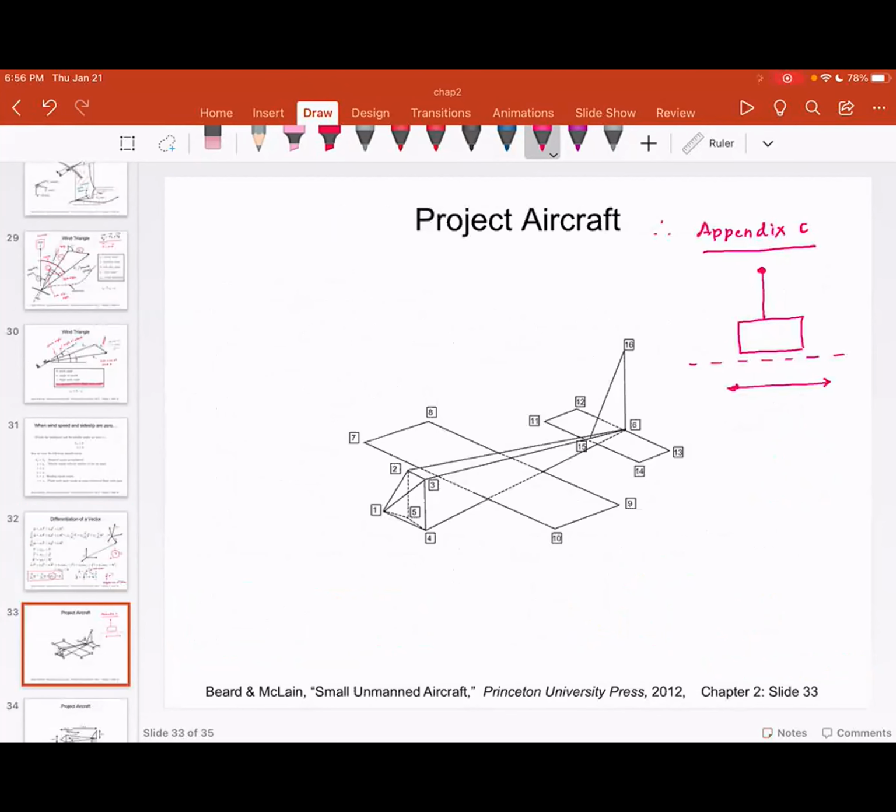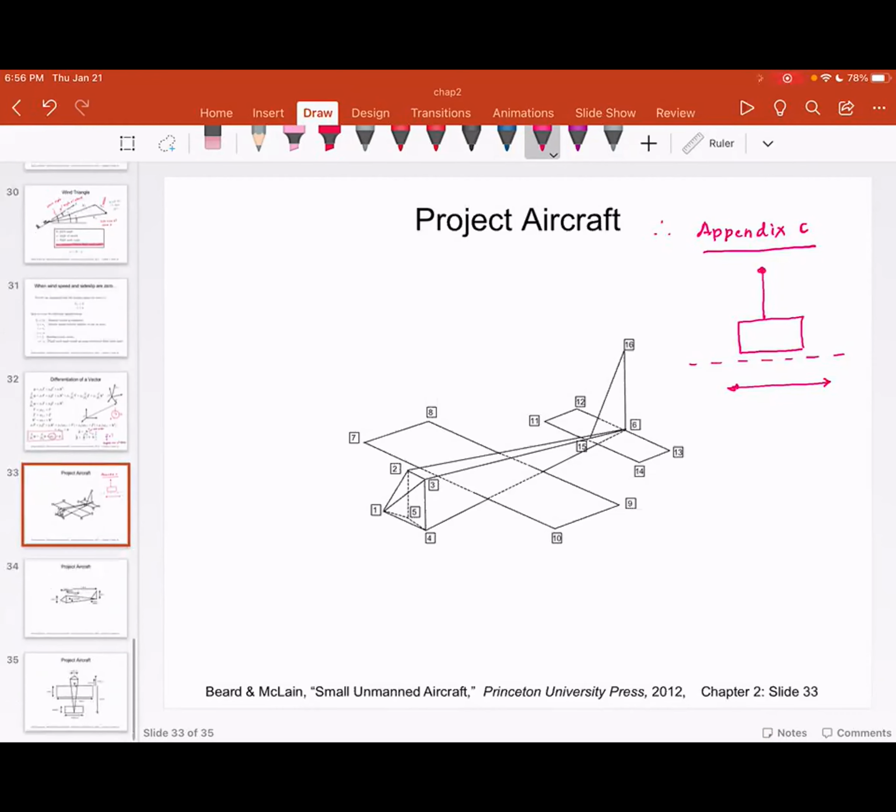Now we'll move on to the project. In the project aircraft, you are asked to first draw the aircraft, and then the dimensions were given to you, and then do the animation. So what I'm going to do now is go to MATLAB, and I will explain step by step how that problem can be solved.